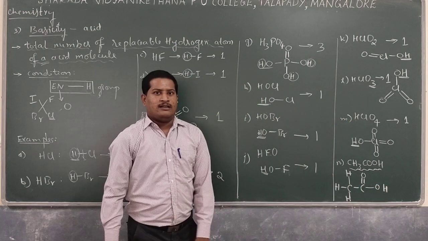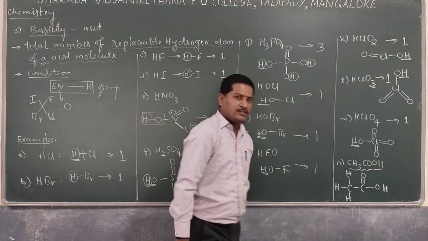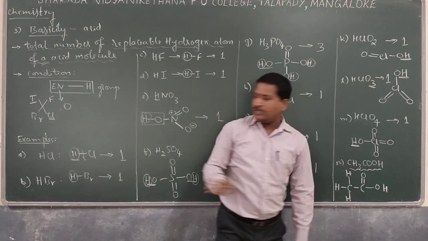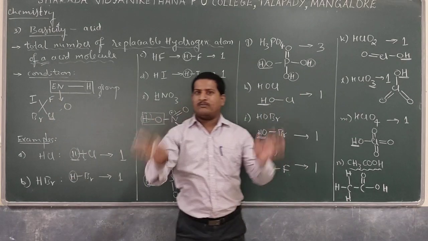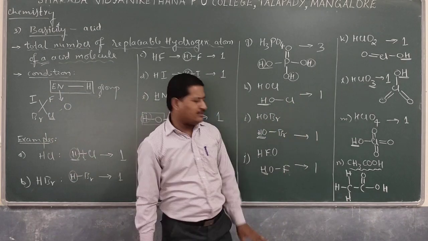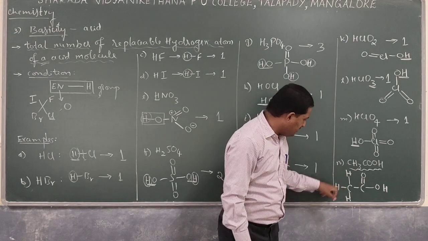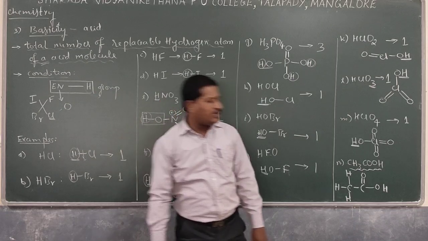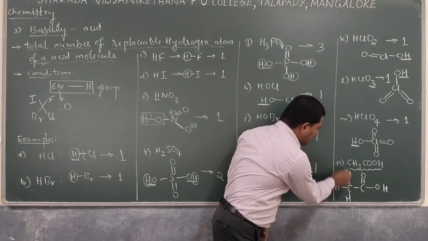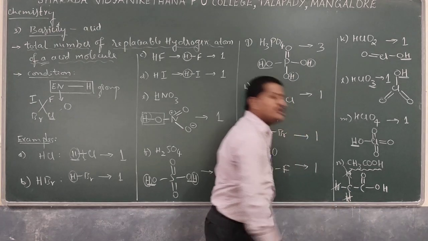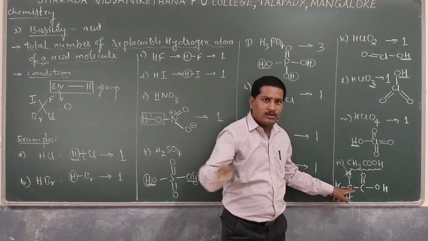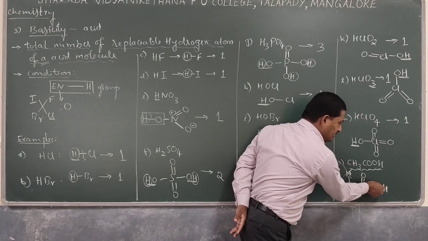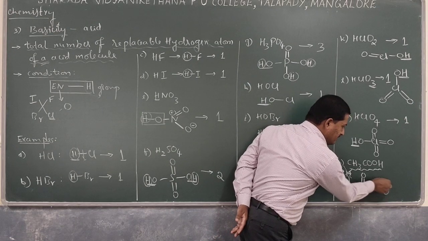Now tell me, basicity. Apply the condition. What does the condition say? Hydrogen should be bonded to a more electronegative element. In that, either halogen or oxygen, but carbon or any other elements are not considered. Here hydrogen is there, but it is bonded to carbon. Carbon is not in the category of electronegative elements. So these three hydrogen atoms are not replaceable hydrogens, because they are not bonded to a more electronegative element. But in this case, the hydrogen is bonded to oxygen, which is a more electronegative element.